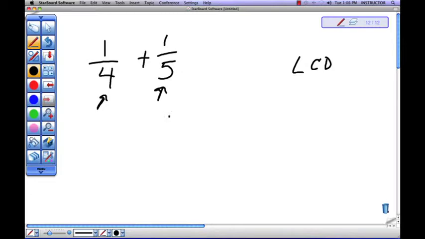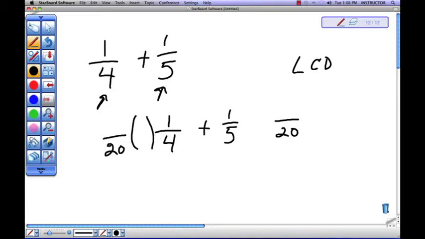So here's the way I do it. I have the original equation, 1/4 plus 1/5. I've determined that 20 is going to be my denominator. I set it off out here to the side, and I do it to both sides. I come back here, and I say, what did I do to 4 to change it into 20? Well, I had to multiply by 5. Well, since we did it to the bottom, we're going to have to do it to the top. So 5 times 1 is 5.